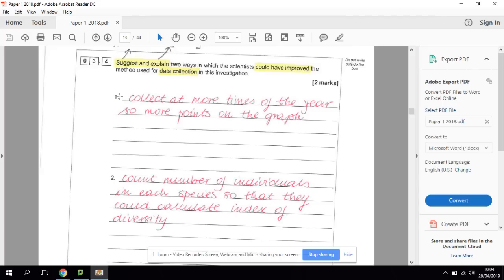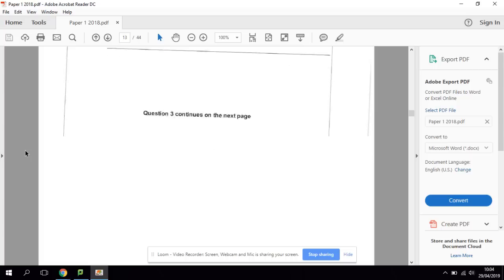And again, anything to do with the diversity, species richness, of course, remember your index of diversity formula. You cannot work it out if you've only got mean values or the species richness. We need the values for the individual species. So count the number of individual species so that they could calculate the index of diversity would be another answer.